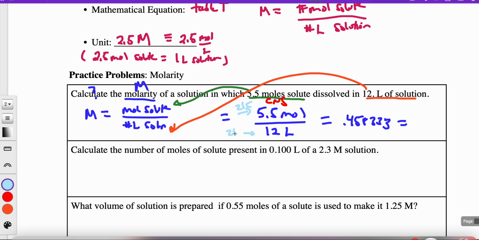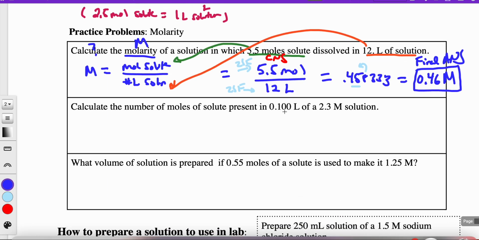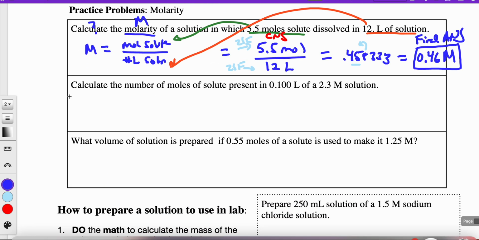If we're thinking about sig figs, here we have 2 sig figs, and here we have 2 sig figs. So that means we would keep 2 of them, and round it up. So the final best answer would be 0.46, and the unit is capital M. This would be our final answer, versus the correct numerical setup.